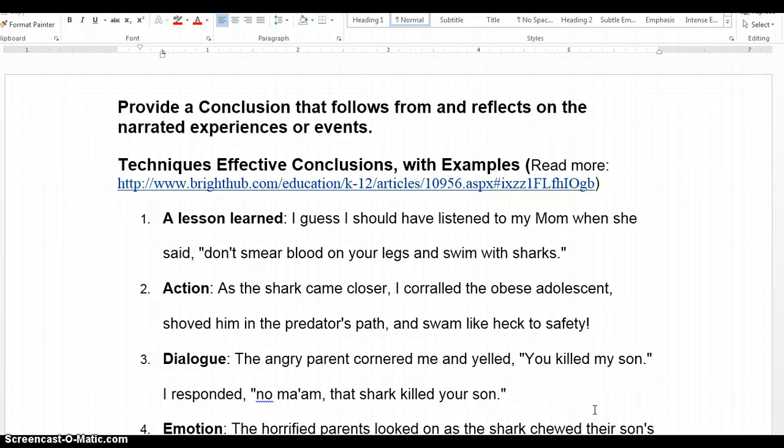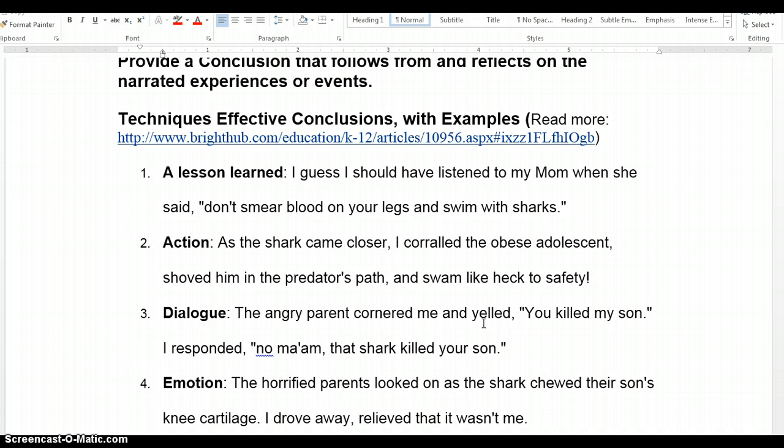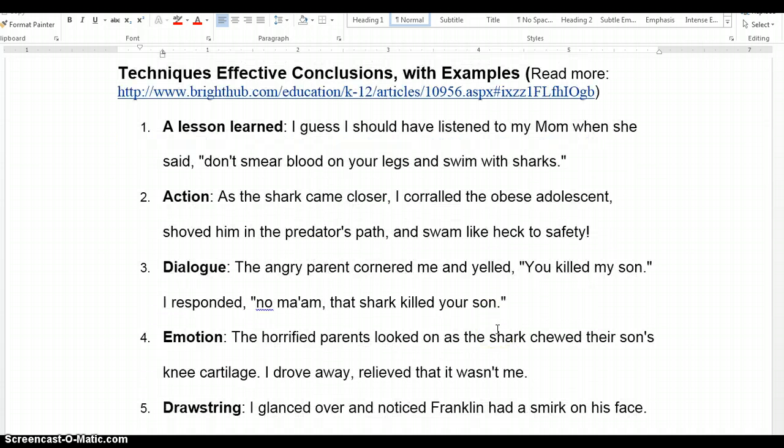Some of the examples that I'm going to show you are from a website called Bright Hub that had some lesson plans, and I thought these were pretty good examples to show different techniques for effective conclusion. And they all go along with the same shark story. So number one is a lesson learned. "I guess I should have listened to my mom when she said don't smear blood on your legs and swim with sharks." That's the lesson that the character learns in the story.